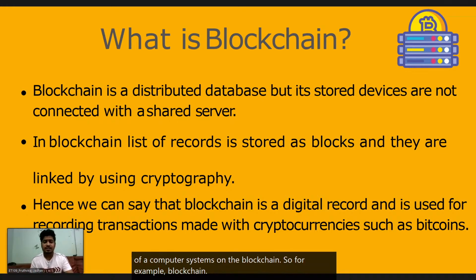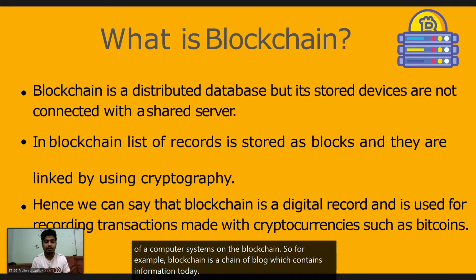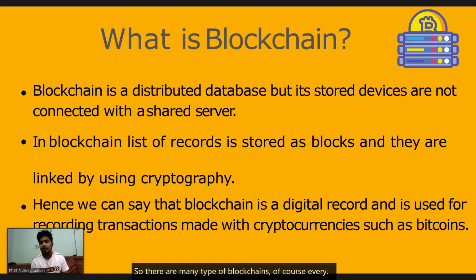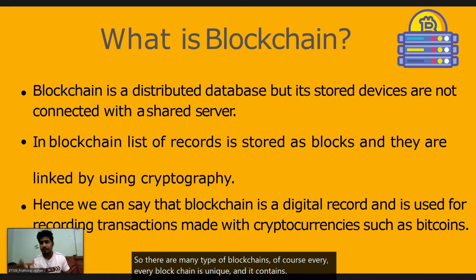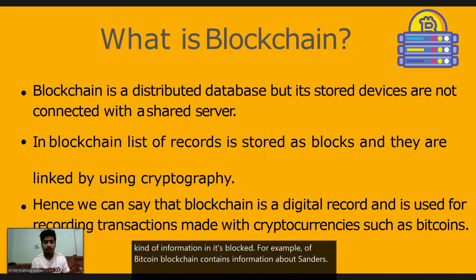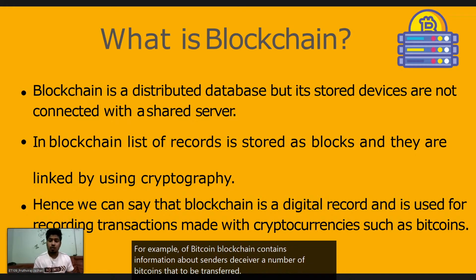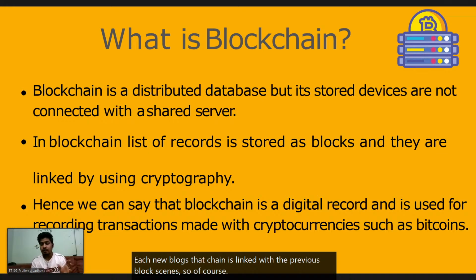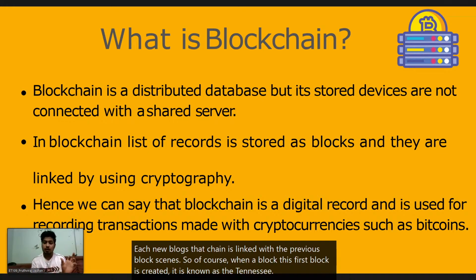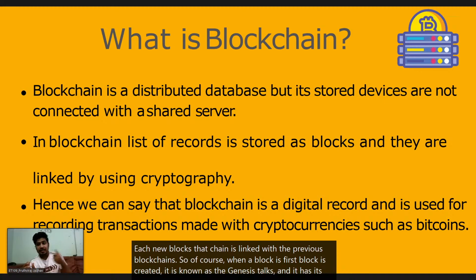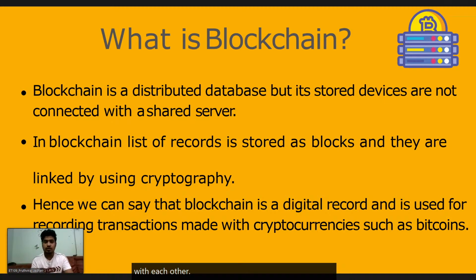A blockchain is a chain of blocks which contains information. The data which is stored inside the block depends on the type of blockchain. There are many types of blockchains. Of course, every blockchain is unique, and it contains a different kind of information in its blocks. For example, a Bitcoin blockchain contains information about the sender, the receiver, and the number of Bitcoins to be transferred. The first block in a chain is known as the Genesis block. Each new block in the chain is linked with the previous block. When the first block is created, it is known as the Genesis block, and it has its unique hash code, which is linked to its next block, which connects them with each other. So that's kind of interesting.